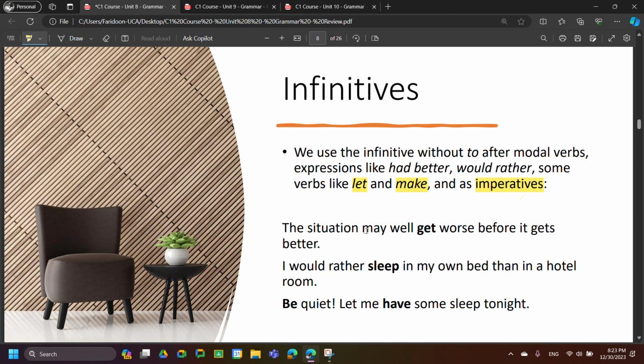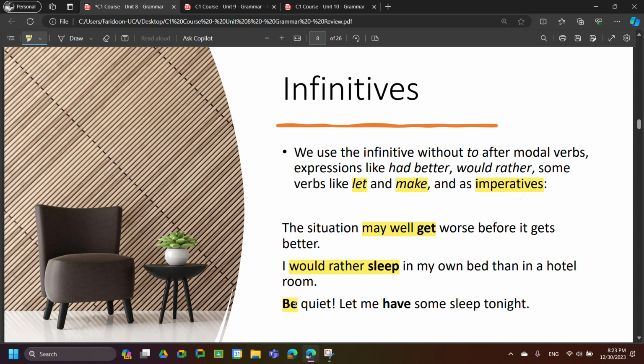Example, the situation may well get worse. So may well is a modal verb and it's connected to the bare infinitive. Another one, I would rather sleep. So would rather is your expression. It's a specific expression, and after which we just use a bare infinitive, or verb number one. And the last one, as an example of imperative, I think we have, be quiet.